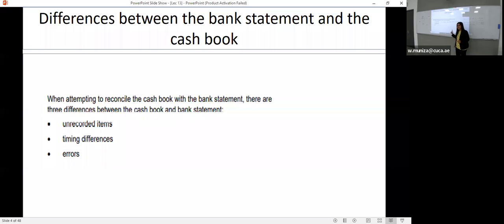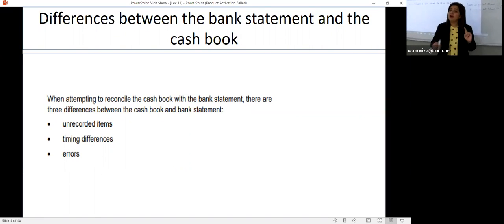What are unrecorded items? Those which the bank has recorded already, but are not recorded in the cash book. So if this is going to be the reason, the balances are not going to match. What can these items be?